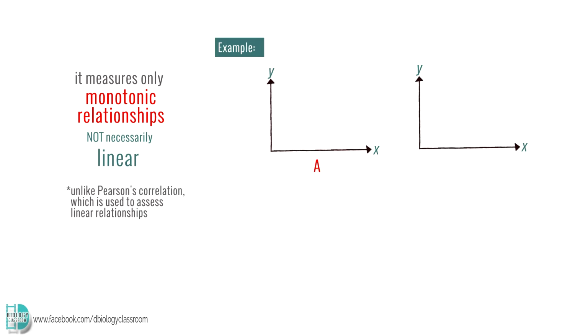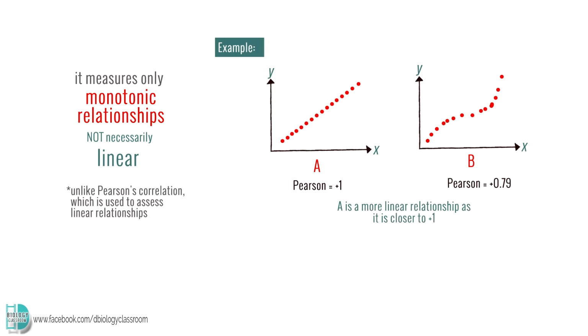In the graphs below, A shows that X and Y change together at a constant rate. In B, they also change together, but not in a linear pattern. When you analyze them by using Pearson's correlation, the value can show you that A is a more linear relationship than B, as the value is closer to 1. But when you use Spearman's rank correlation to analyze them, it might give you the same result, which indicates the positive correlations, but not the degree of the linear relationship.